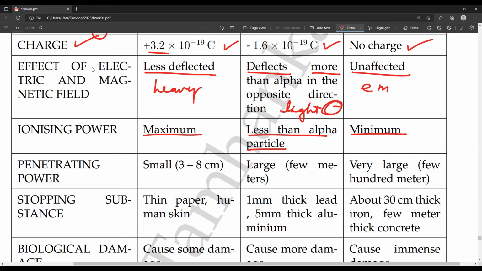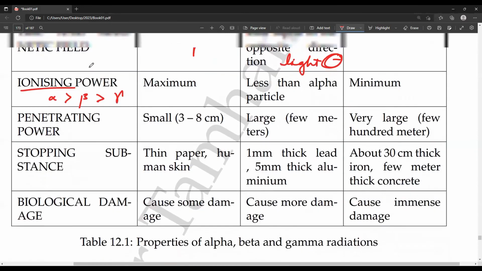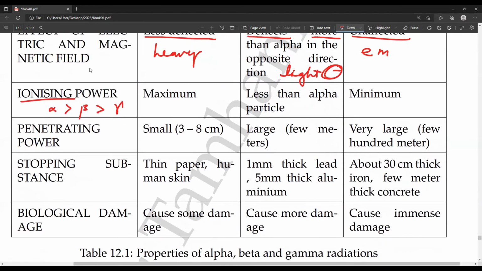Okay. So how will this question be asked? The question will be asked, arrange in the increasing order of ionizing. So it will be alpha, beta, gamma. Is that clear to you? Alpha ionizes the most, beta less, and then gamma. So all these questions, you have to arrange either in an increasing order or in a decreasing order.